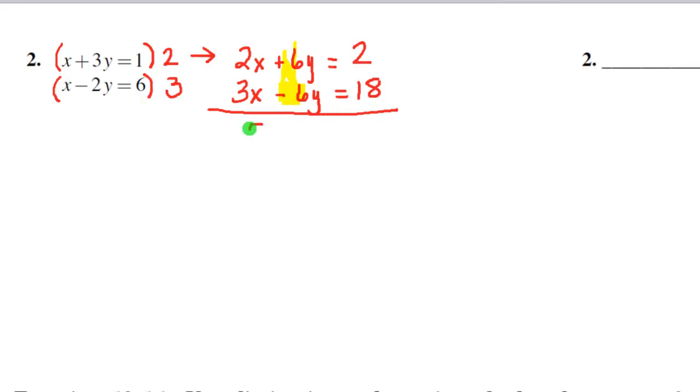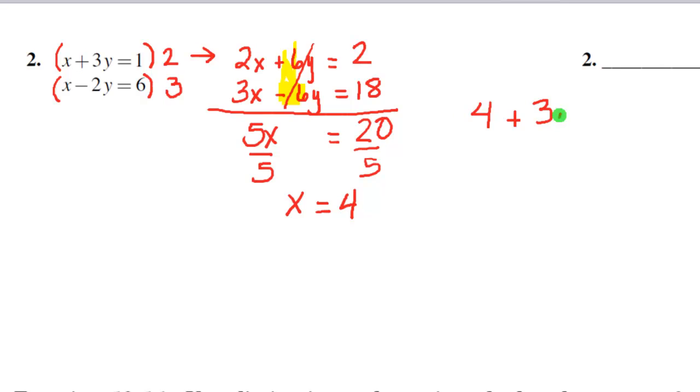Notice that my y's are exact opposites, so I can add these two equations. And I get 5x equals 20. And dividing by 5, I get x equals 4. Now, how I decided on that 6 was that I looked at the 3 and the negative 2, and it's almost like finding a least common denominator with fractions. It was easy to change 3 and 2 to 6, so that's why I chose those.